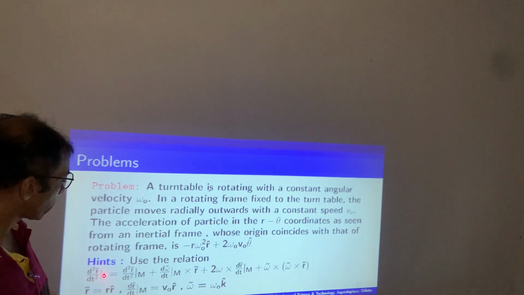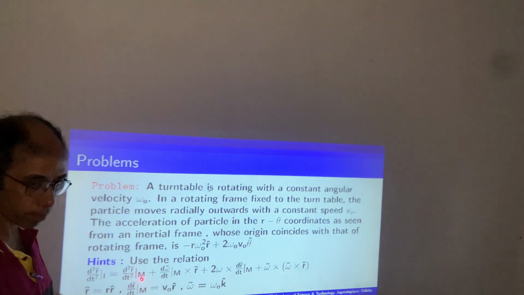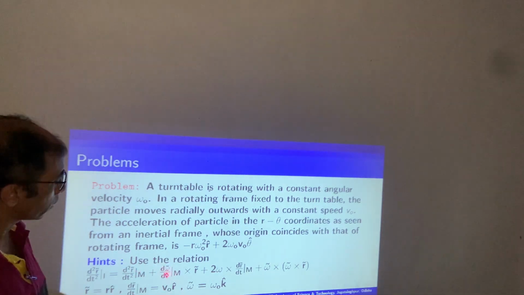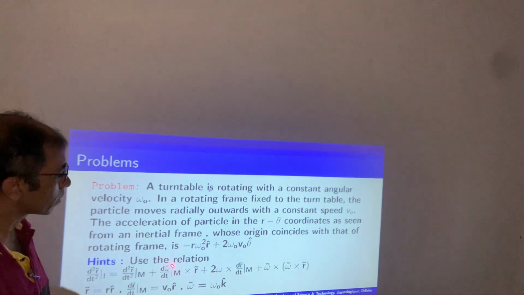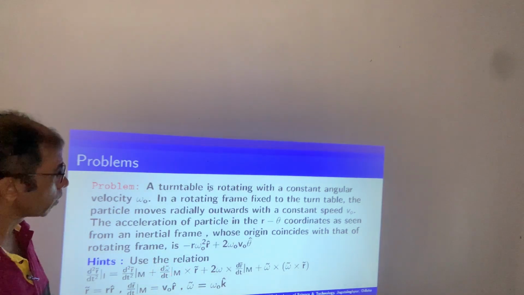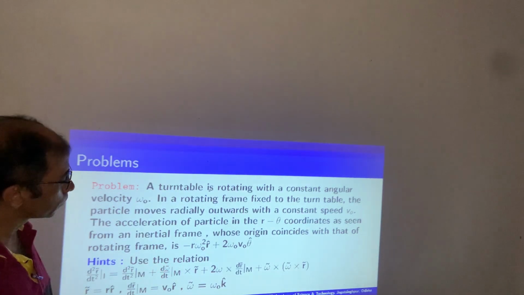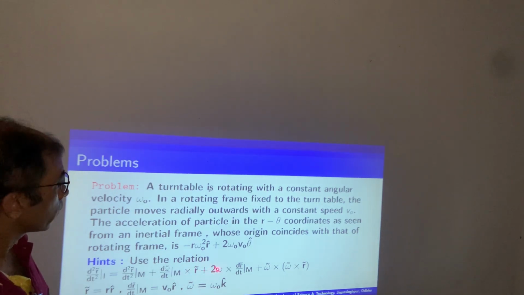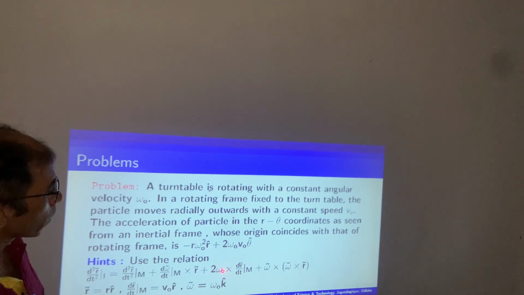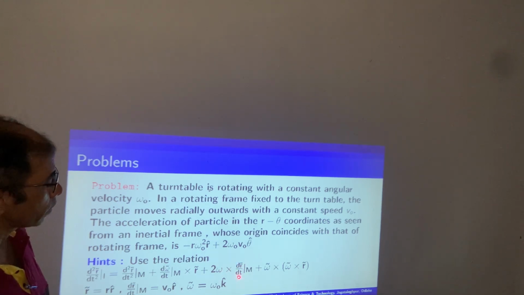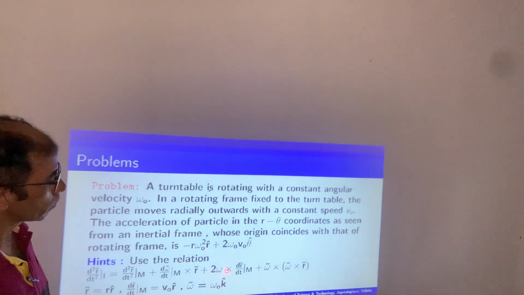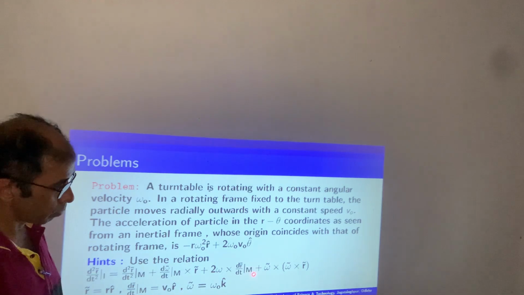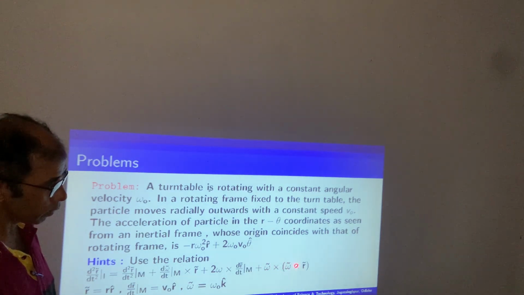So d2r dt square I is equal to d2r dt square M, M is moving, so everything on the right hand side is with respect to the moving frame. Then d omega dt, this is the change in angular frequency with time. Here there is none, so this term will be 0. And then there will be 2 omega cross dr dt. So this dr dt is the velocity as measured in the moving frame, plus omega cross omega cross r.